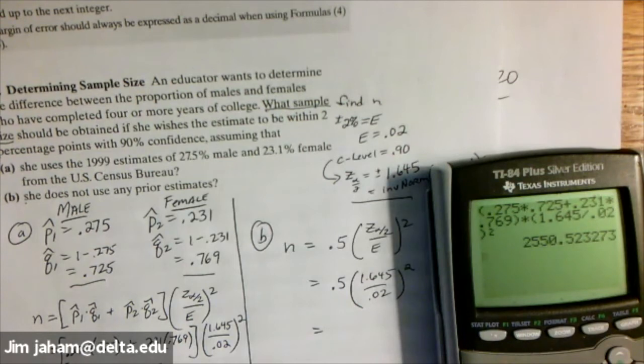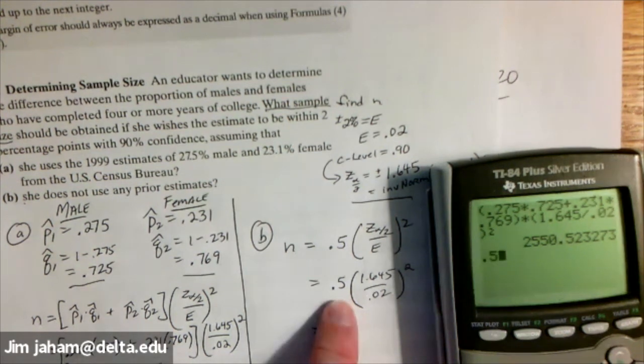Yeah, so Gabby asked if the Z of alpha over 2 is always going to be positive in the equation, and it really doesn't matter. You can use the positive one or the negative one because of the squared there. Whatever this is in the end, positive or negative, you're going to square it, and when you square something, you always get a positive number. But it's simpler to put the positive one in, so I would put the positive one in. Okay, so 0.5, and then times 1.645 divided by 0.02, and then square that.